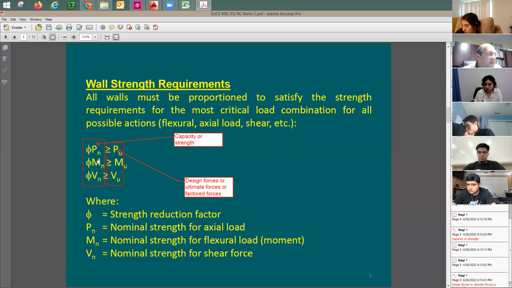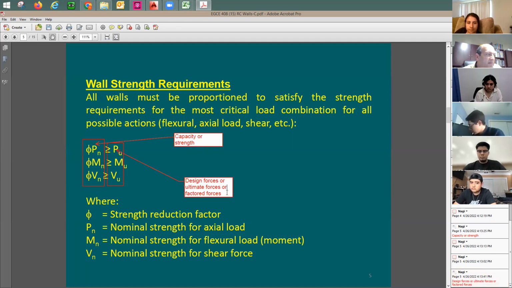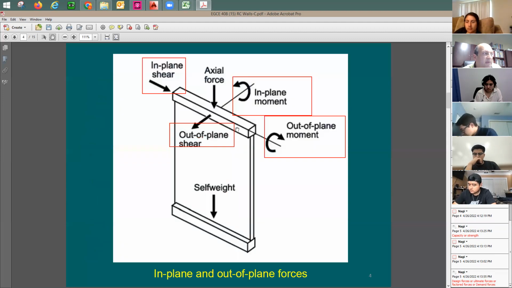So you need to have more strength than the demand. Sometimes also we call this demand, right? Demand forces. You need to have more capacity than demand. It can be, again, axial force, moment, or shear, like what you see in the picture. You have axial force, shear, and then you have also moment. This wall needs to be designed to support all of these loads.